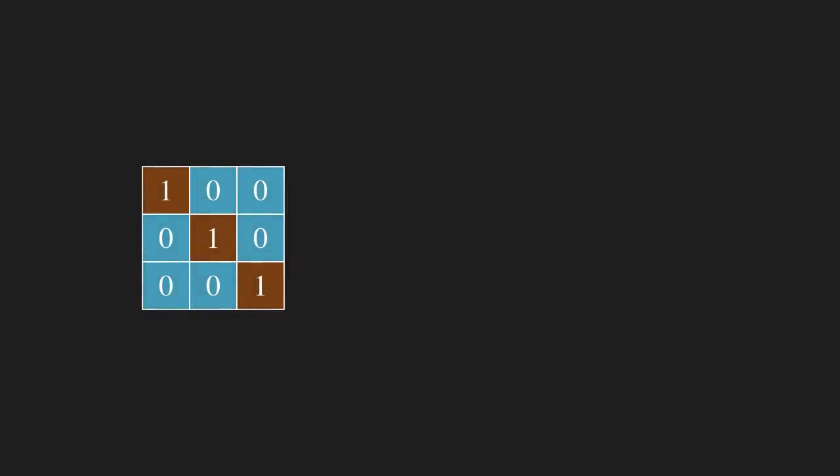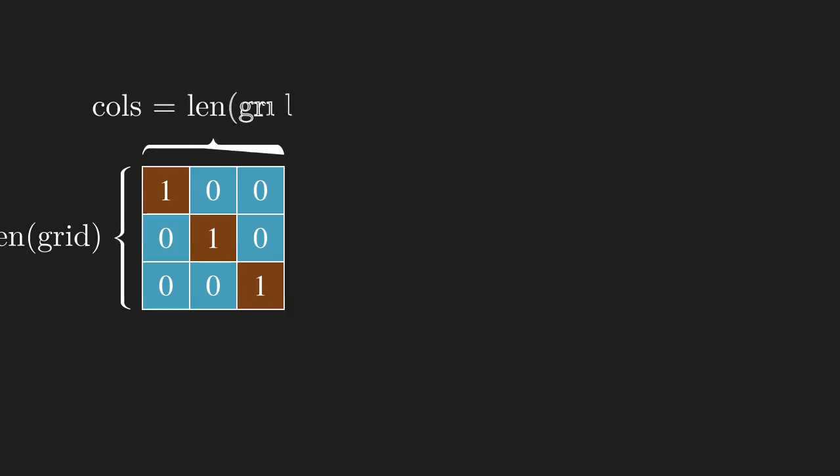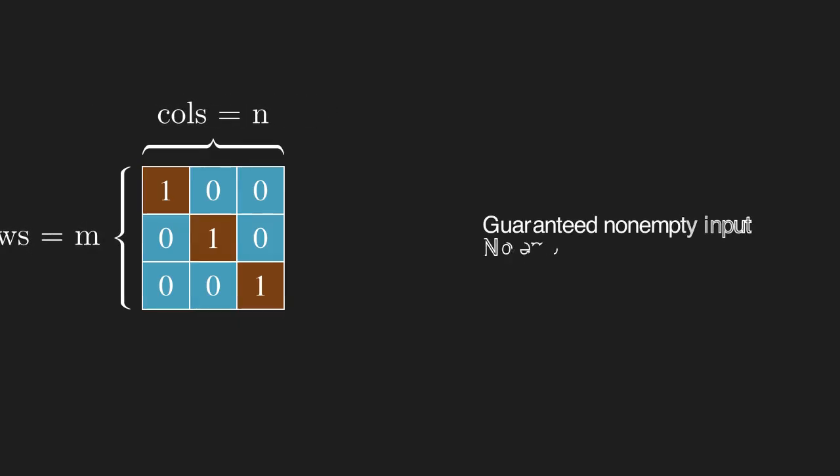The code first computes rows equals the length of grid and columns equals the length of grid at index 0. Thus rows is M and columns is N. These values define every later bounds check. Because the problem guarantees a non-empty grid, accessing grid at index 0 is valid, so no separate empty grid condition is required.